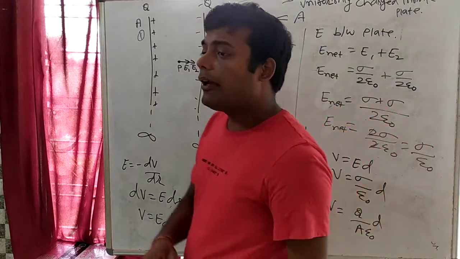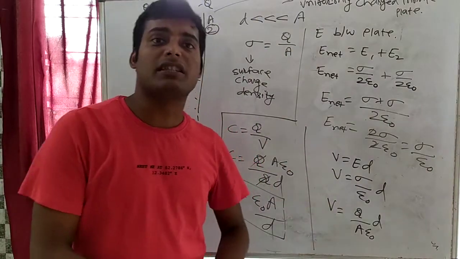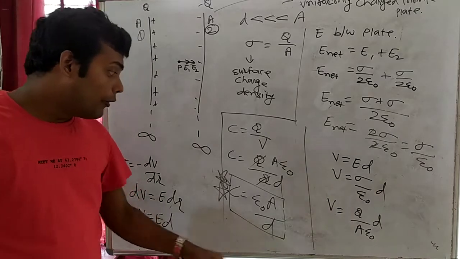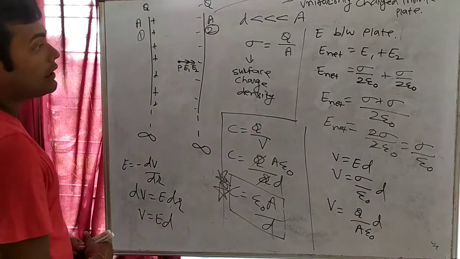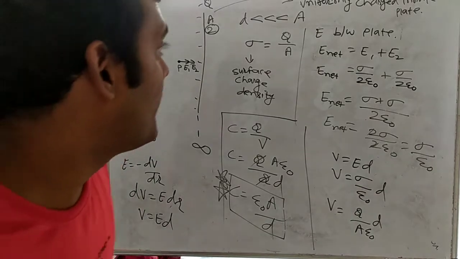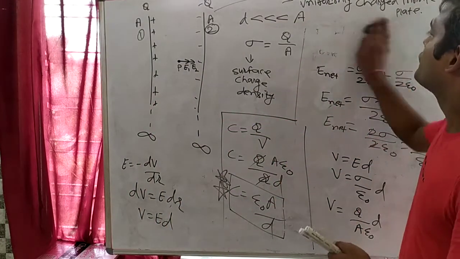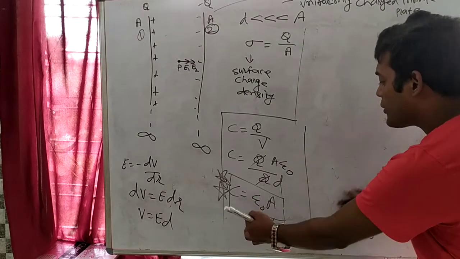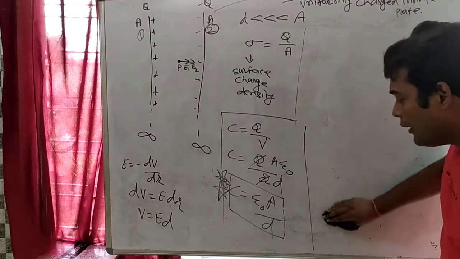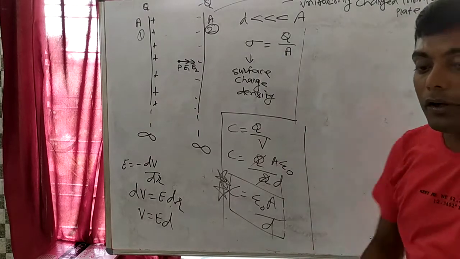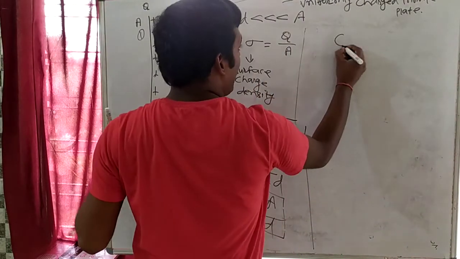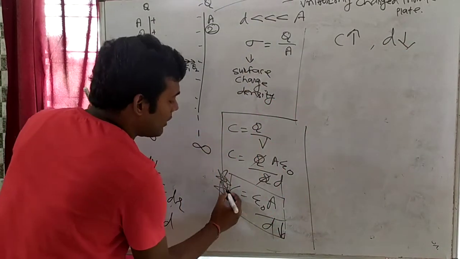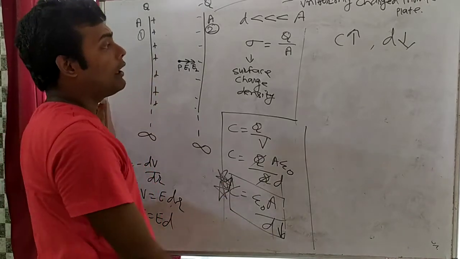But actually, whenever we want to increase the capacitance of a capacitor, see this thing. When the capacitance of a capacitor increases, g will decrease, because this is an inverse relation. So capacitance will increase if g decreases. If the distance between the plates of the capacitor decreases, then the capacitance of the capacitor will increase.